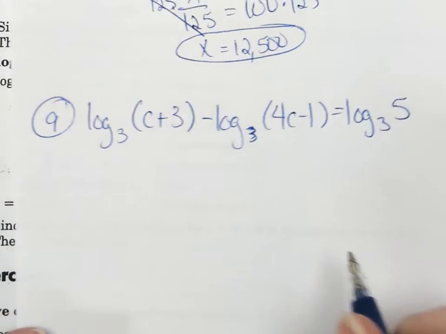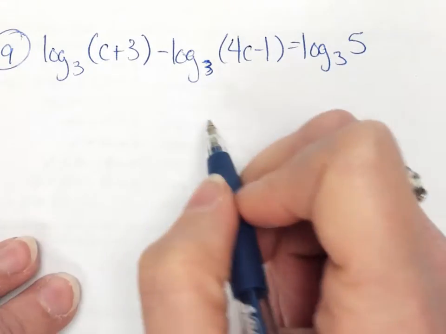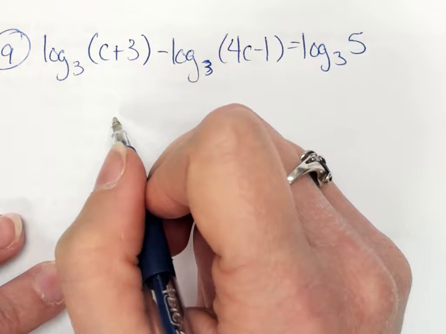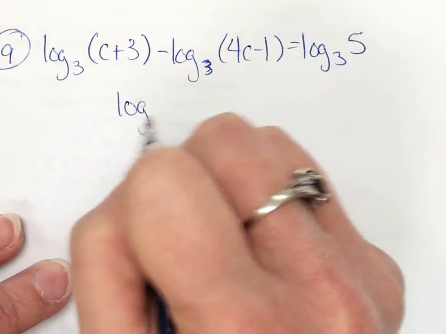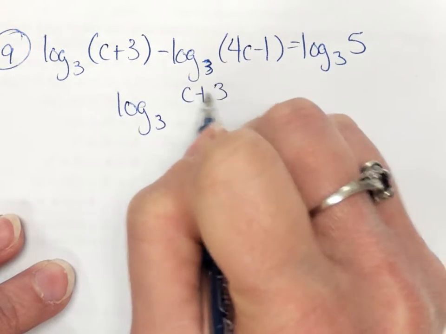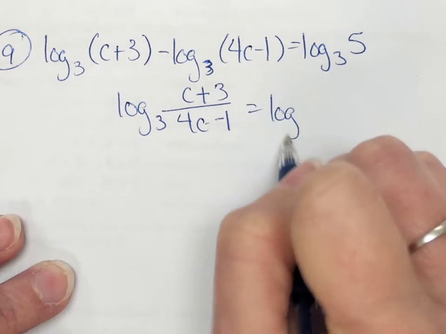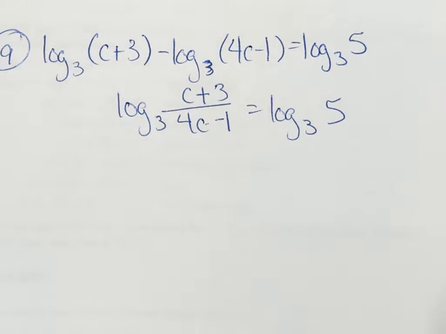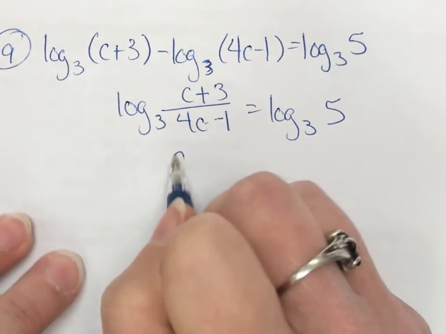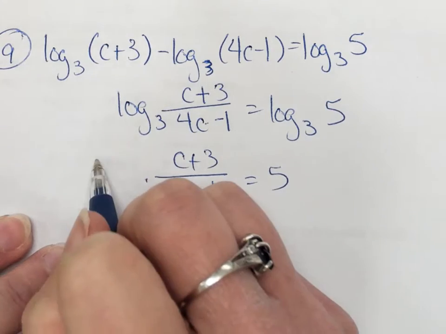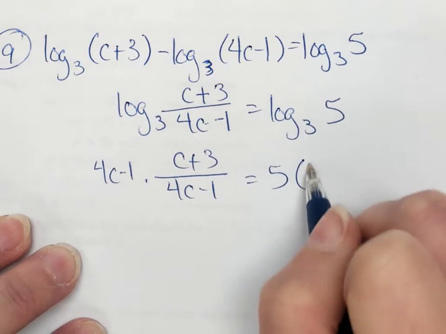Okay, what can I do first? Divide. Oh, I got a log on both sides now. What can I do? Set them equal. Multiply 4C. But make sure you put it in the parentheses. Yes, you're very good.